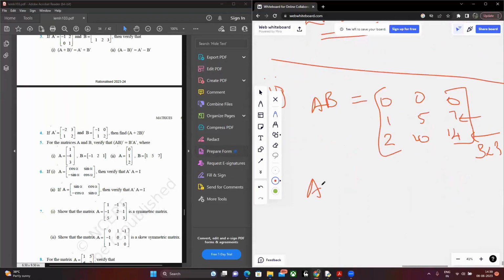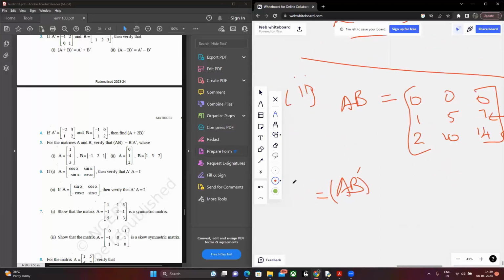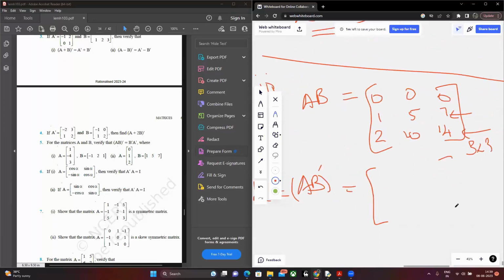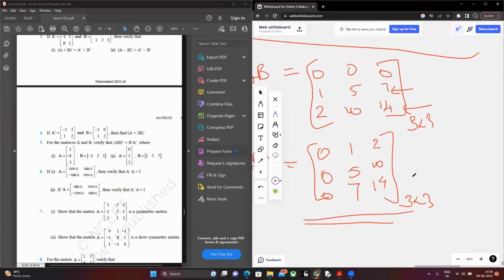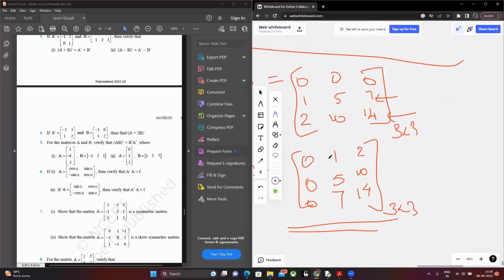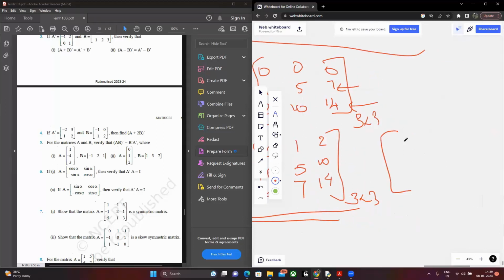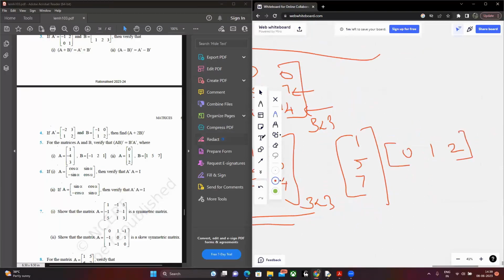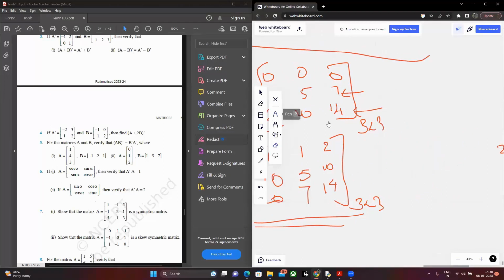So with this, we have AB. And so you can find (AB) dash. That is going to be the value of your LHS. That is, again, a 3 cross 3 matrix of elements 0, 0, 0, 1, 5, 7, 2, 10, 14. And from here, you can actually see that this is going to be 0, 1, 2 into 1. This is going to be 0, 1, 2 into 5. This is going to be 0, 1, 2 into 7, right? So you can basically write this as 1, 5, 7 times 0, 1, 2. This is basically B dash and A dash, but yeah, this is basically backtracking.